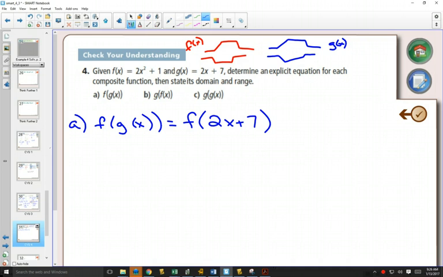And now you need to put 2x plus 7 into the f machine, into f of x. If I put 2x plus 7 into f, what does f do to whatever you put into it? It squares it, times it by 2, and adds 1. So what are we going to have to do to 2x plus 7? We're going to have to square it, times it by 2, and add 1.